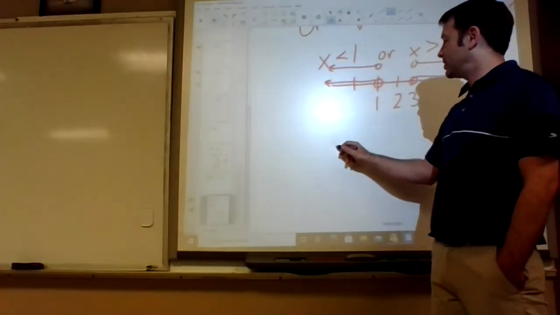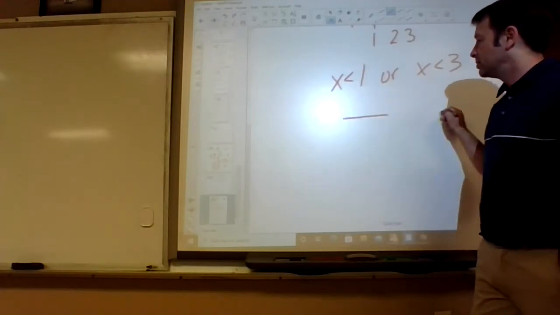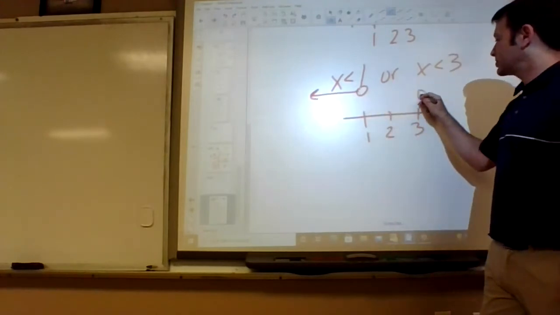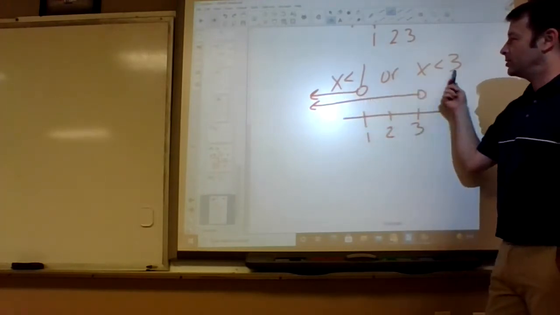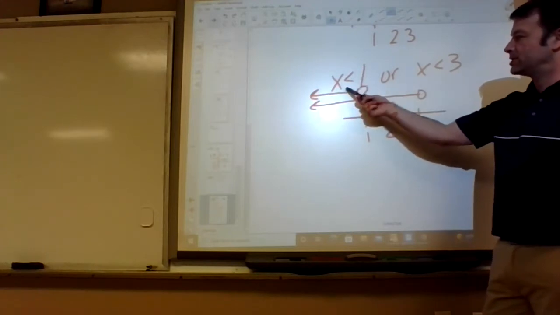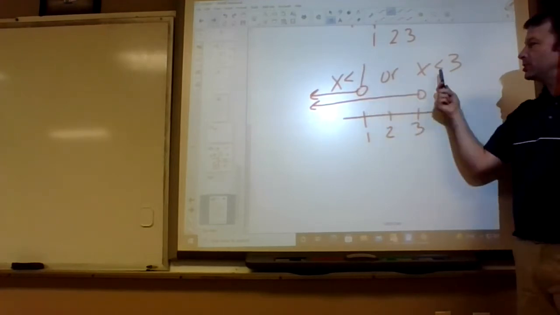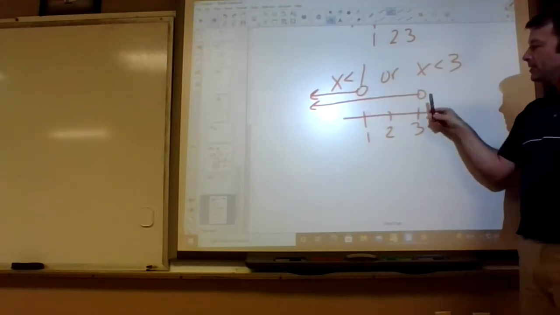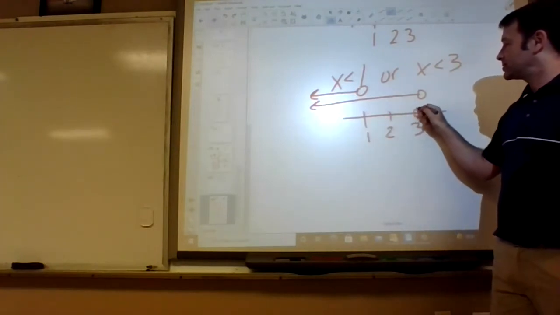Case number 2, let's say x is less than 1 or x is less than 3. So they're going the same direction. What numbers would work in that situation? Would 0 work? Is 0 less than 1 or less than 3? Yes. Would 1 work? Is 1 less than 1 or less than 3? Yes. Doesn't work in this one, works in this one. Does 2 work? Is 2 less than 1 or less than 3? Yes. Does 3 work? Is 3 less than 1 or less than 3? No. So really it's just everything from here on. So really it's just less than 3.